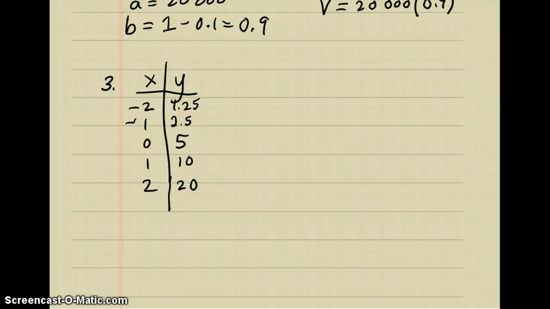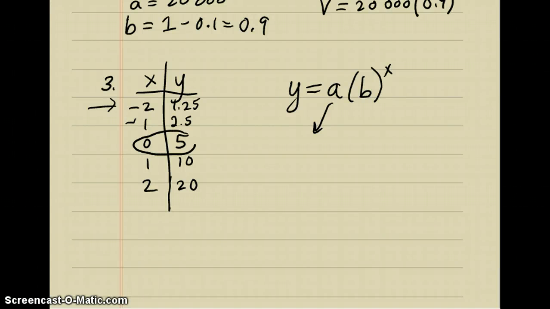Now I give you just a table of values. So this is tricky, but you know what? We still use the same equation, y equals a times b to the x. This is the starting number. Now this is tricky. It's not just the first one in your table of values, because this table can be continued if you know the equation. It's actually the one that goes with 0. So it's the 5 there.